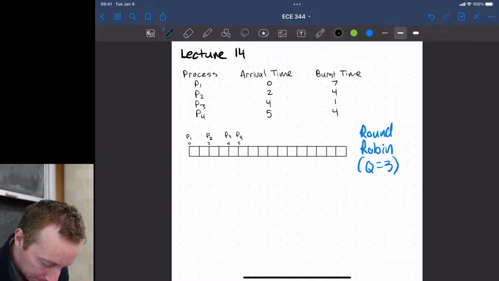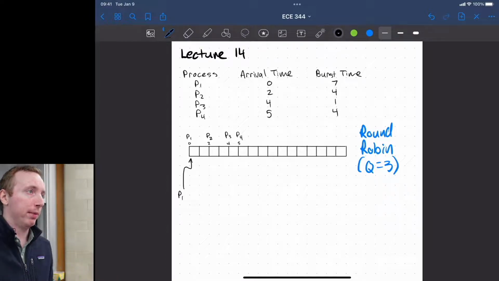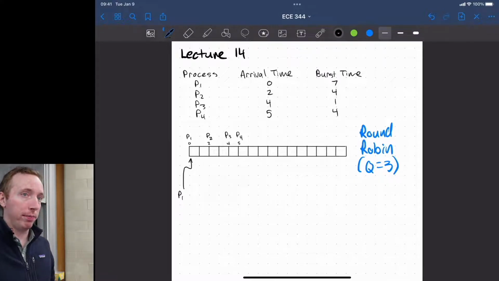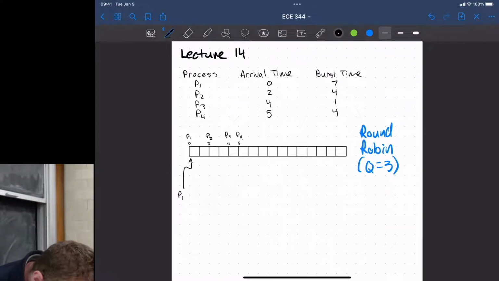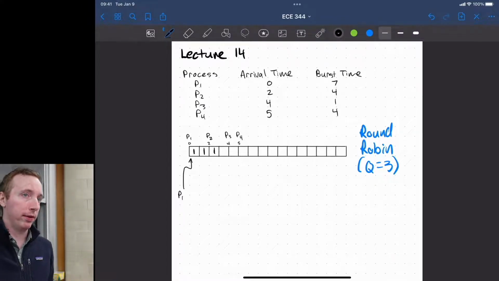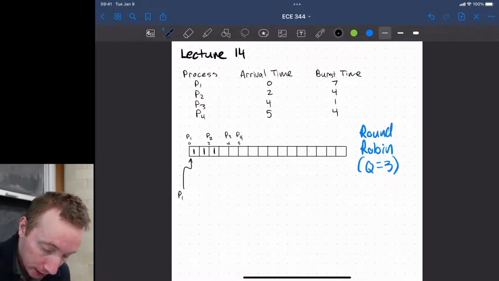So right here at t equals 0, my queue is just going to be P1 because it arrives at that time. So if I need to pick a process to run, I have no other choice but to pick P1. So I would pick P1 to run for 3 time units. At the bottom, at each one of these, I'll write out the queue.